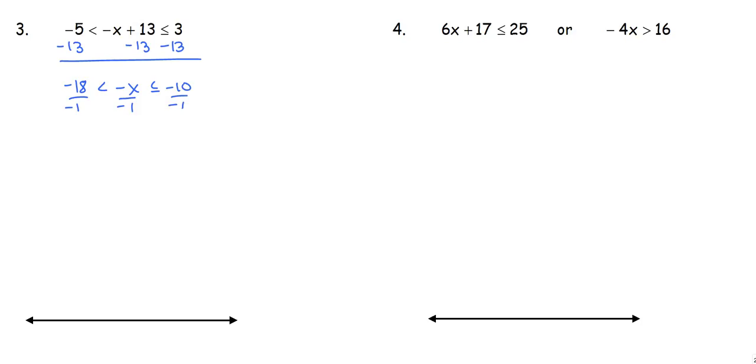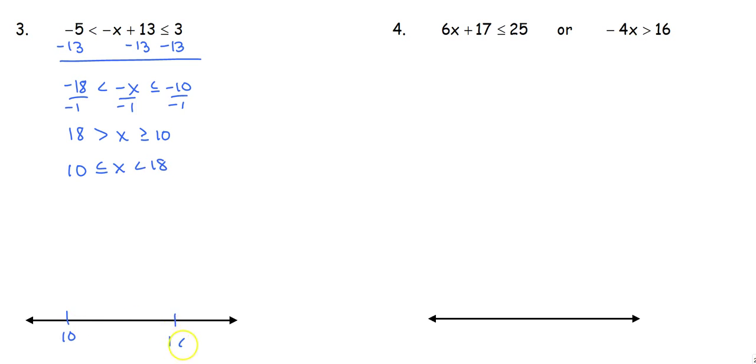which brings us to our rule that when we divide by a negative number, we have to remember to flip our sign. So this becomes a positive 18 is greater than x, which is greater than or equal to a positive 10. The only problem is our range is always from the small value to the large value, and it always has less than or equal to symbols. So when we divide by a negative and we flip the sign, we end up having our inequality written backwards. So we just have to rewrite it from our smallest number to our largest number. So instead it's going to be 10 is less than or equal to x, which is less than 18.